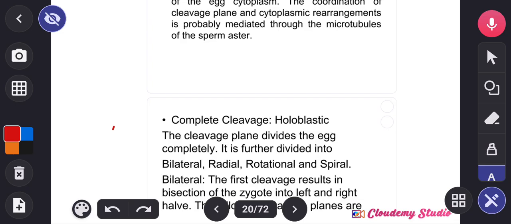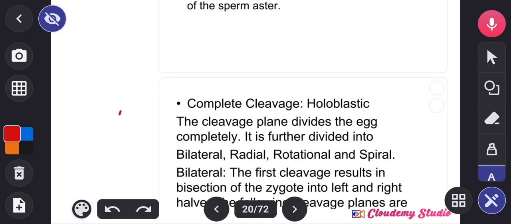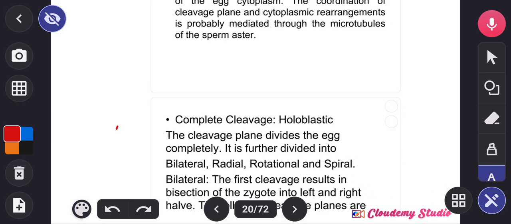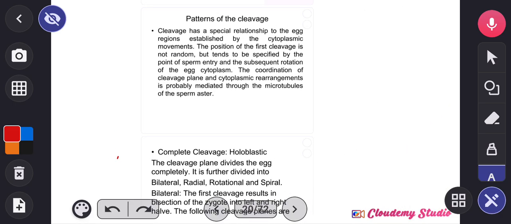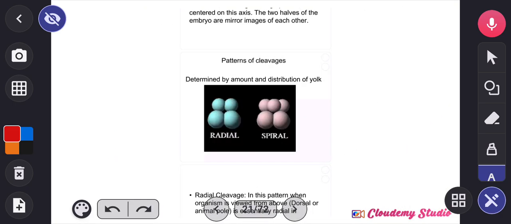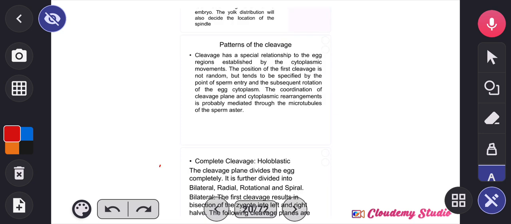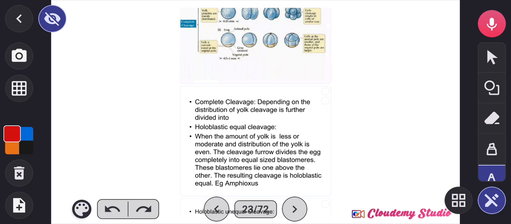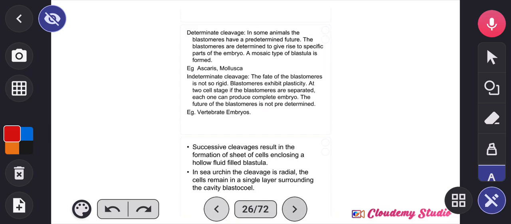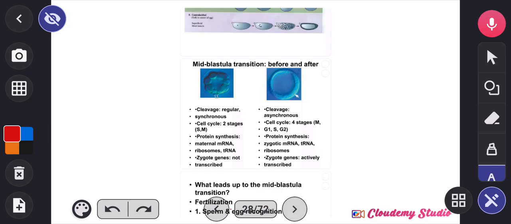Now, let's talk about the bilateral cleavage. In bilateral cleavage, the first cleavage results in the bisection of the zygote into the left and the right half. You understand? The following cleavage planes are centered from the axis, and the two halves of the embryo are mirror images of each other, and that is what we refer to as the bilateral cleavage. I'm trying to look for the image that shows the bilateral cleavage around this place. Let me see. I think it is here.